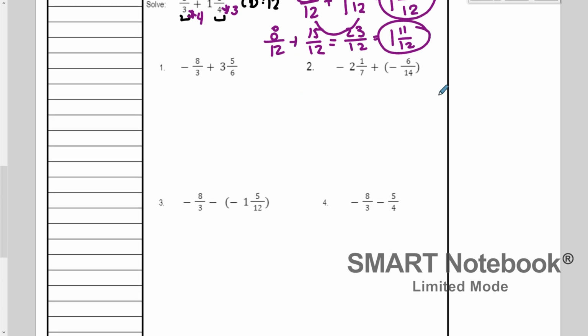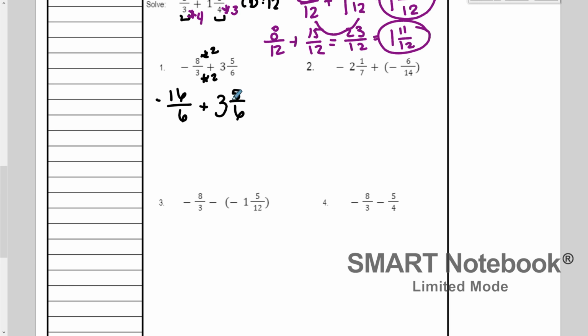All right, like I said, go ahead, try to start these problems on your own. You should be using this video just to check to make sure we're doing it correctly. Common denominator here is 6 times 2 times 2. 8 times 2 is 16, so this becomes a negative 16/6, plus 3 and 5/6.